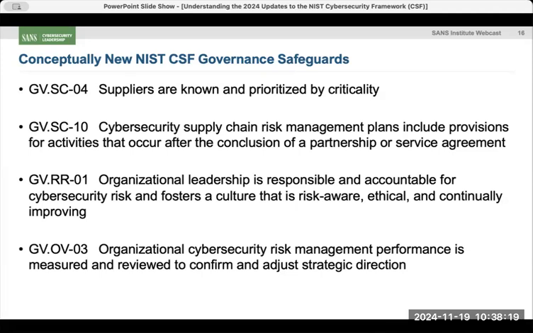Also, you'll see here under governance that operational or organizational leadership is responsible and accountable for risk and fosters a culture that's risk aware, ethical, and continually improving. So again, just saying leadership is responsible. This is also a trend you're seeing in standards like the new New York NYDFS requirements, for example. They also are calling out this idea of leadership accountability. So you see that called out here in the CSF as well.